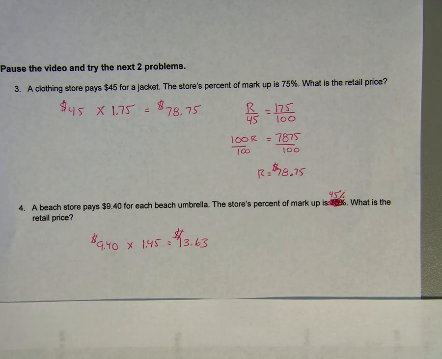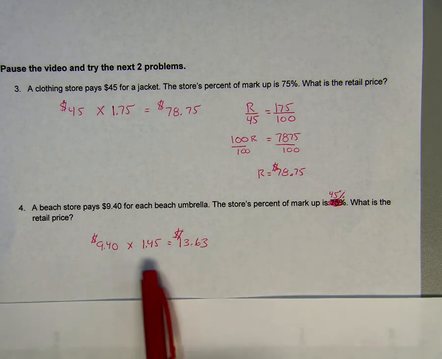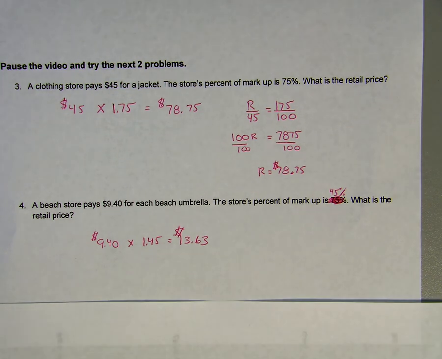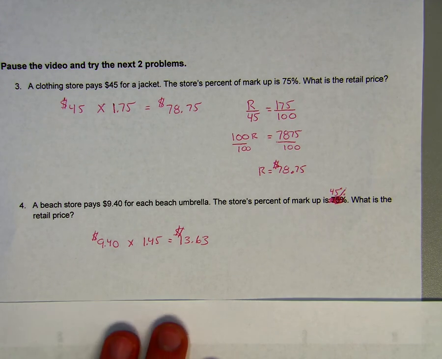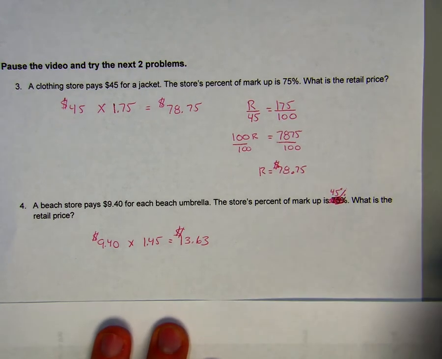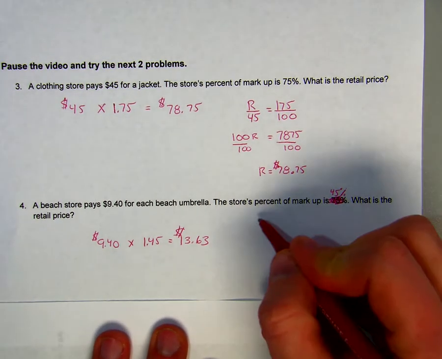And then lastly, we have a beach store that pays $9.40 for each beach umbrella. The store's percent of markup is 45%. What is the retail price? I can multiply it by 1.45 to get $13.63. You can also do a proportion, which I forgot to do.